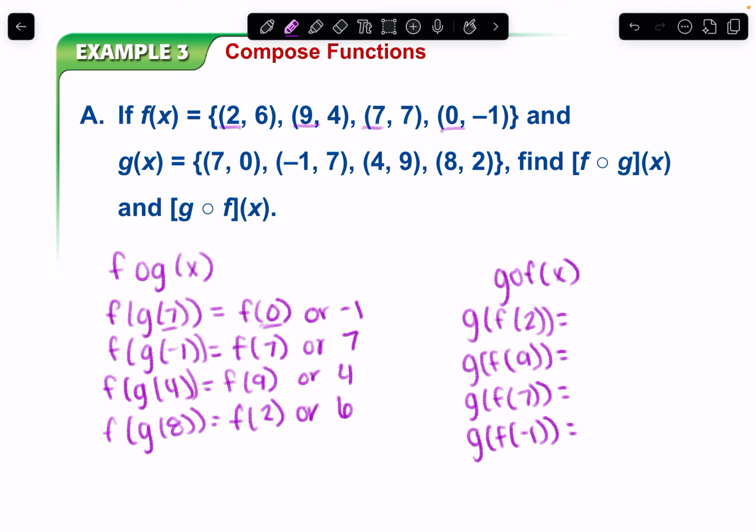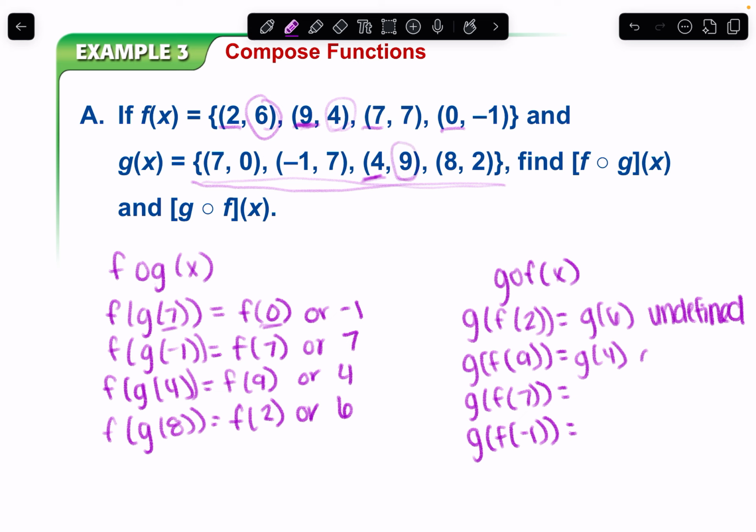Okay, so from here, I'm doing the same thing. Whenever I write f of 2, I would get 6. Now I'm looking, where is g of 6? If I look at my g row, there's nothing that has a 6 in it. So I would write that it is undefined since there's nothing listed. For my next one, I'm looking at f of 9. When I look at that, I would have a 4. Then I'm looking at the 4 in my g column. The number that corresponds to the 4 is 9.